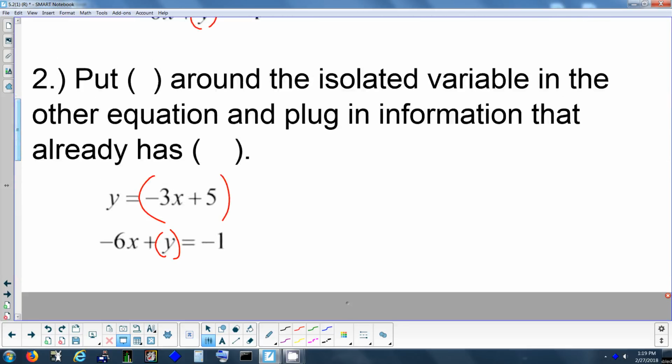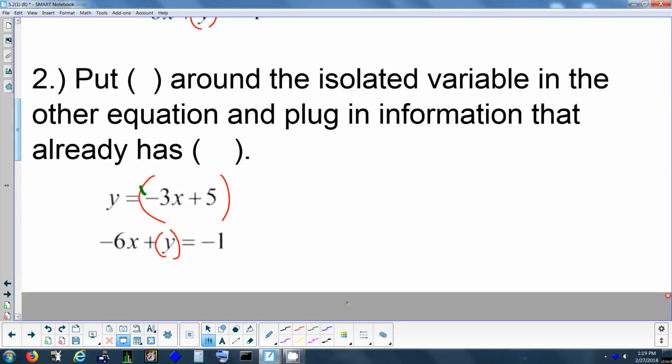Not at that point yet. We'll get there. So again, all you're doing is looking for what's isolated. This one is isolated. We put parentheses around it, and then we're matching it up. So whatever's by itself here, put parentheses around it down there. That's what we're doing.